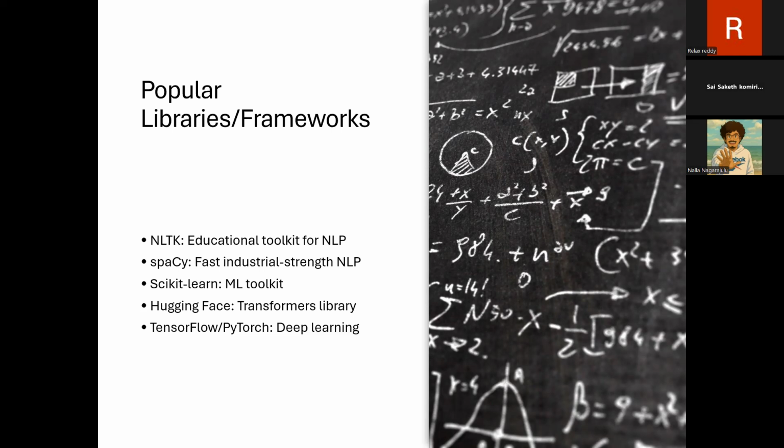Hugging Face Transformers is a good library for working with large pre-trained models like BERT, RoBERTa, or ChatGPT. You can load models with just a few lines of code. So for deep learning tasks, we can use TensorFlow and PyTorch, which offer flexibility to build, train, and fine-tune custom NLP models. These tools make it much easier to build smart language applications without starting from scratch.